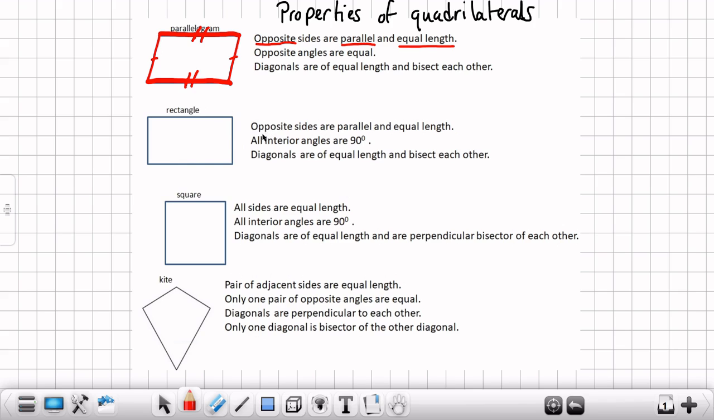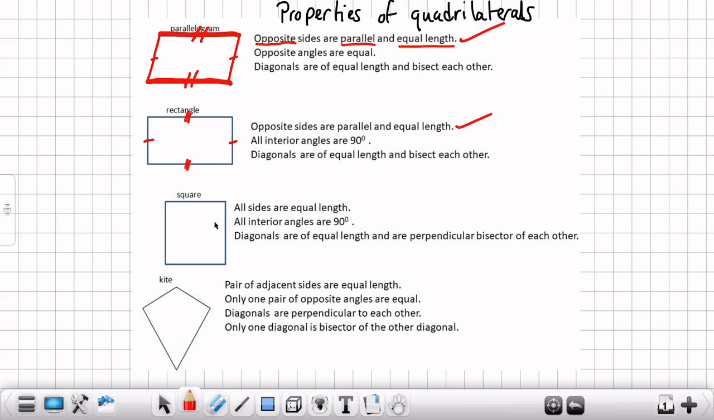Moving on to the rectangle. Opposite sides, again, opposite sides are parallel and of equal length. It's the same description as what we did for the parallelogram. So remember, this side corresponds with this and this side corresponds with that. Okay? And that fulfills this sentence over here. Opposite sides are parallel and of equal length.